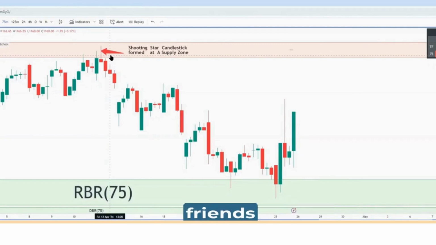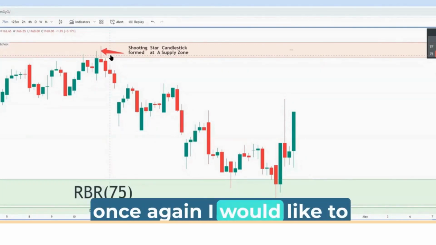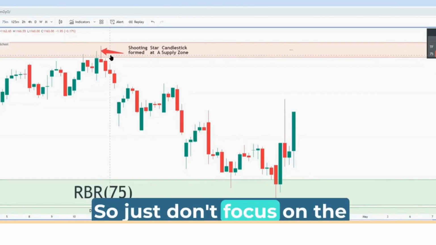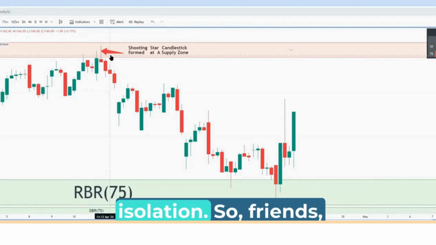So friends, once again, I would like to emphasize on the importance of the location. So just don't focus on the candlestick pattern in isolation.